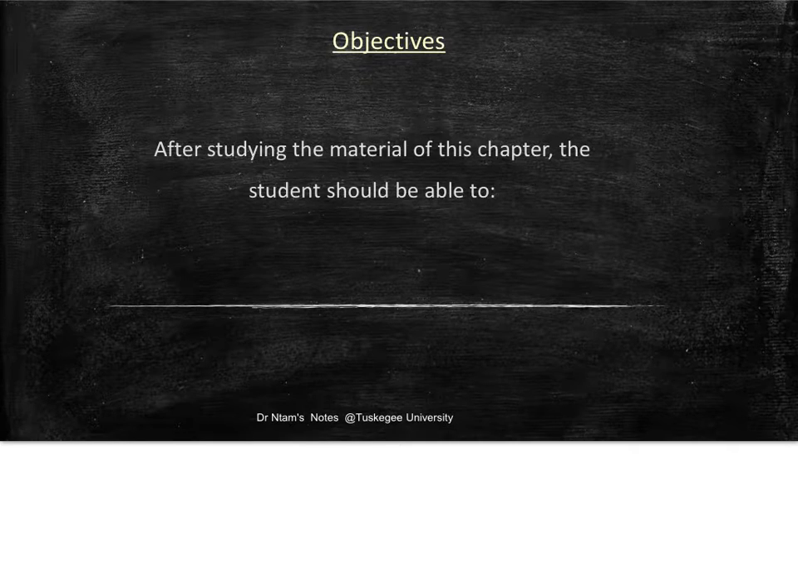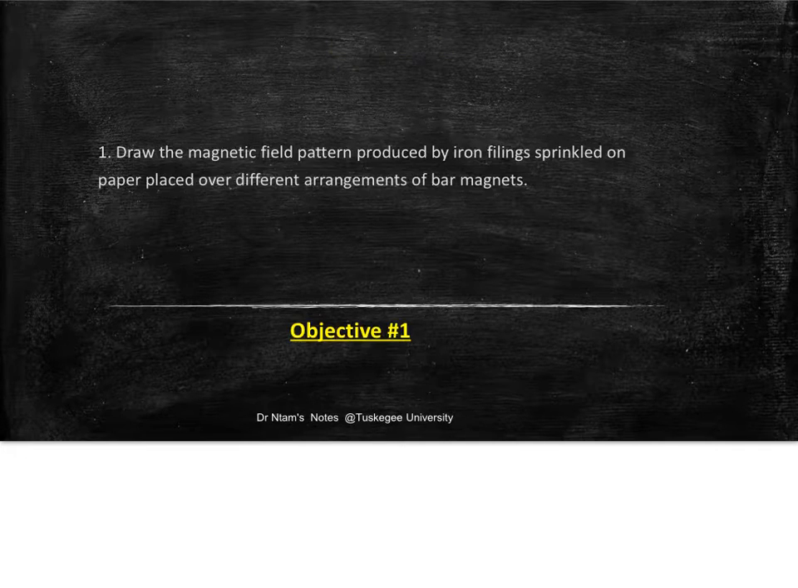Learning objectives. After studying the material of chapter 26, every student should be able to, 1. Draw the magnetic field pattern produced by iron filings sprinkled on a paper placed over different arrangements of bar magnets. So basically every student should be able to draw or visualize the magnetic field of a bar magnet and different arrangements of bar magnets.